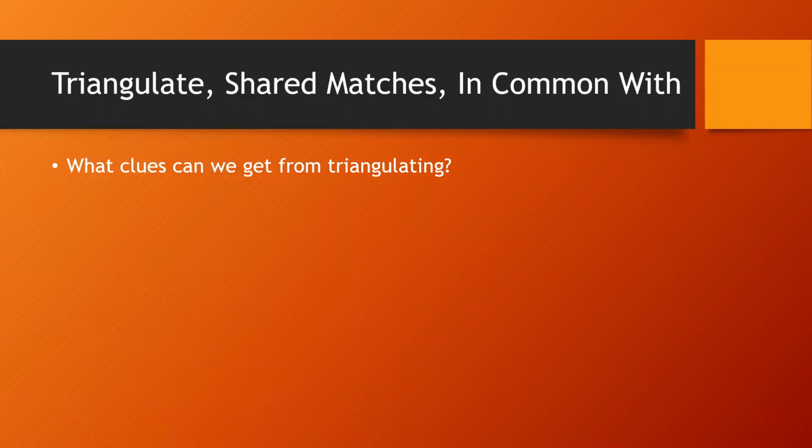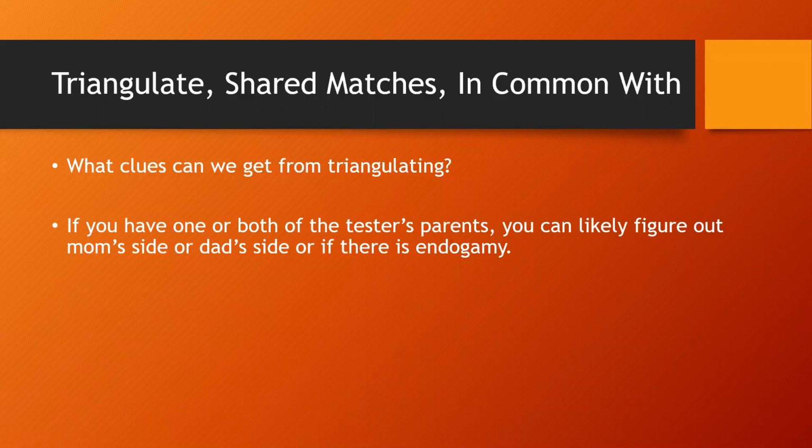So we can learn a lot from triangulating. If you have one or both of the tester's parents, you can likely figure out mom's side or dad's side if there's no endogamy or pedigree collapse.